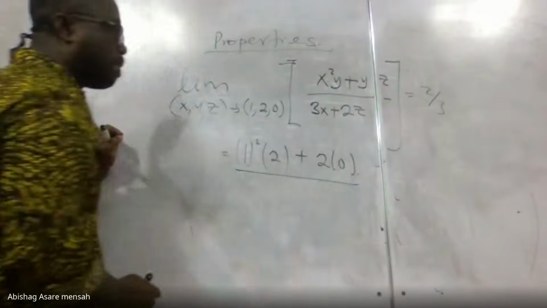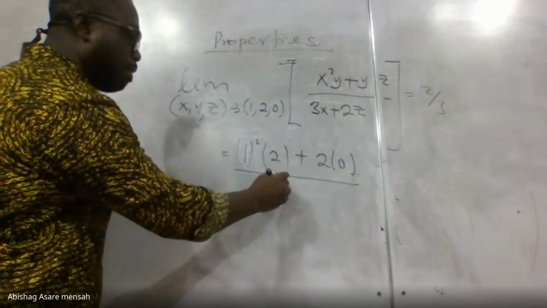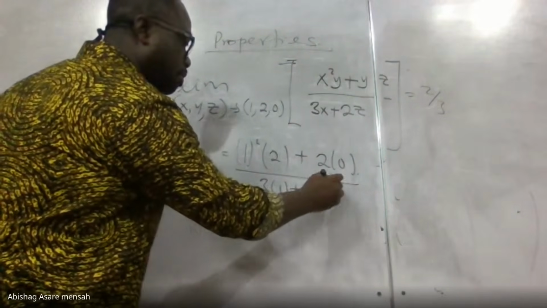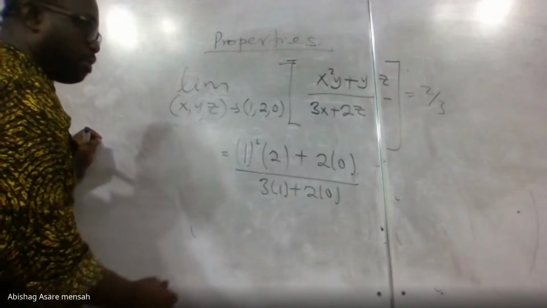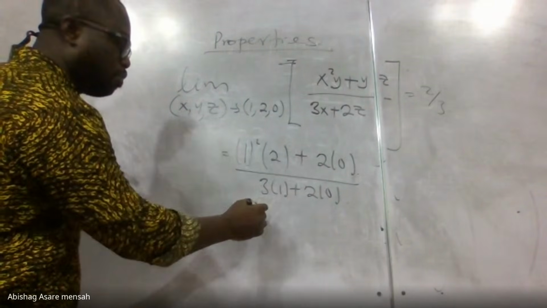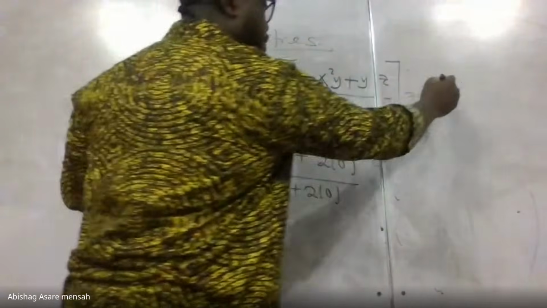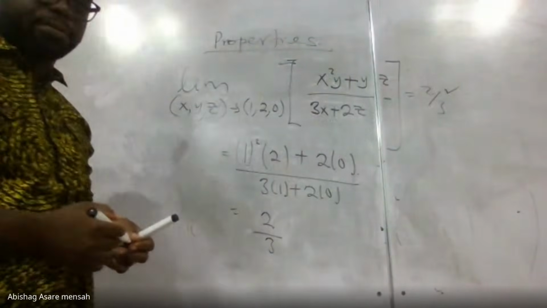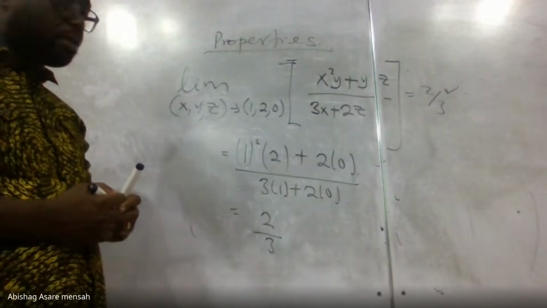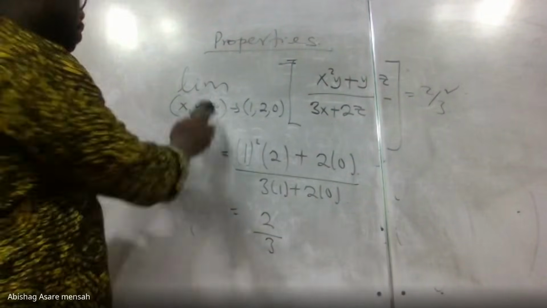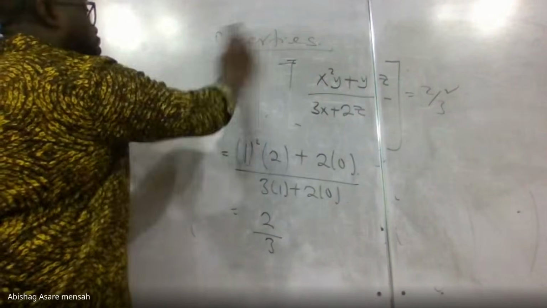As 2, 0. All divided by 3, 1 as 2, 0. So this one will be 2, or not 3. So the answer is correct. So it's correct. I'm putting some questions on the board. I'll give you a few minutes to go through and we come and discuss it.